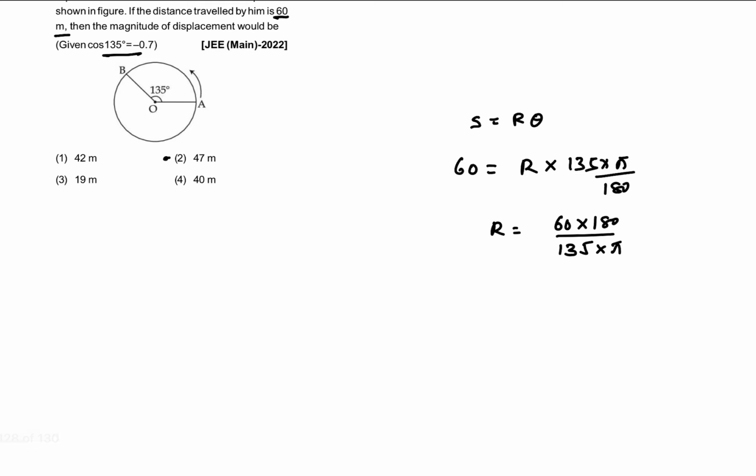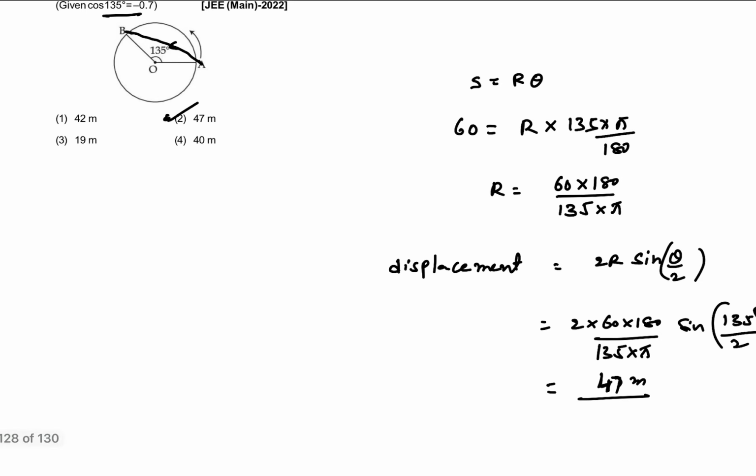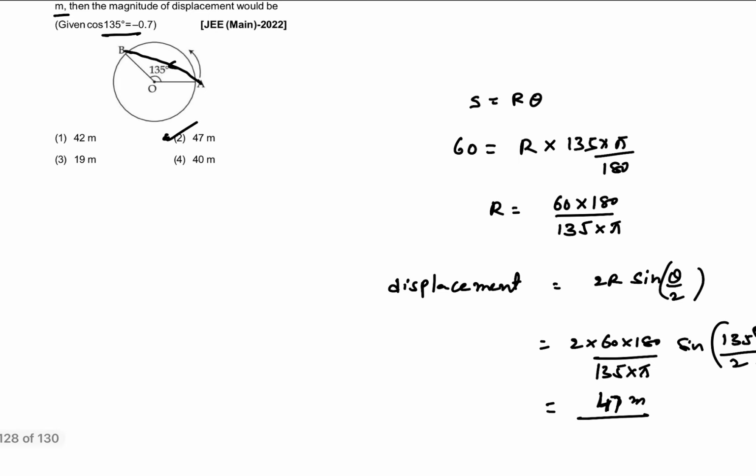Now they are asking for the magnitude of displacement. Displacement can be written as 2 into r sine theta by 2. We can write 2 into 60 into 180 divided by 135 into pi, into sine of 135 degrees divided by 2. You can calculate this value; you will get approximately 47 meters. Do the calculation. The second option is the correct option. They have given sine 135 degrees as 0.7, it seems, and cos 135 as minus 0.7.